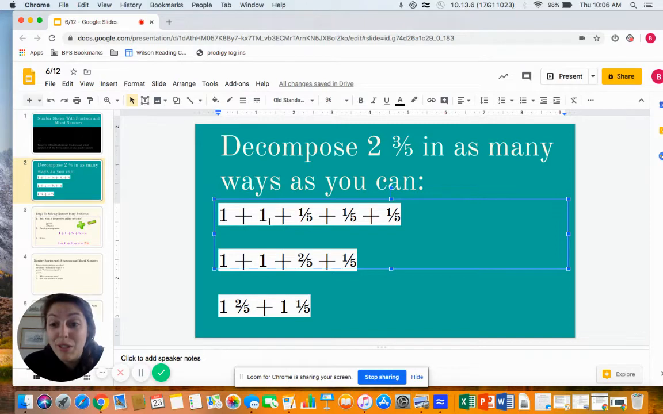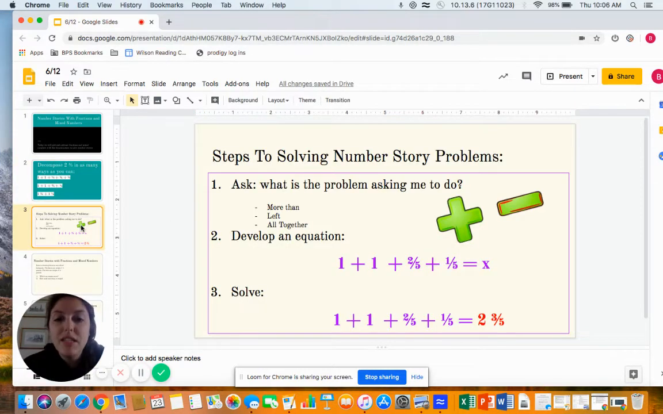So as I said earlier, today we're working on solving number story problems that involve fractions. To do that, though, I want to review, what are the steps to solving number stories? The first thing that you always need to ask yourself when you're solving a number story problem is, what is the problem actually asking you to do? And you have those keywords in there that can give you that clue.